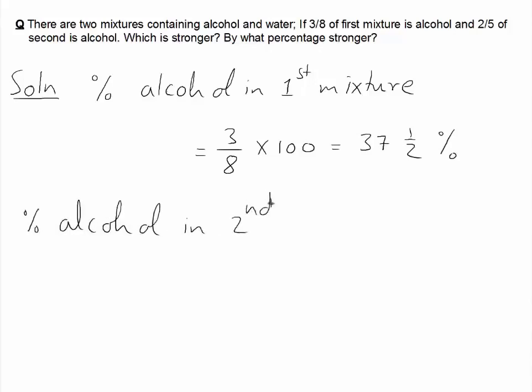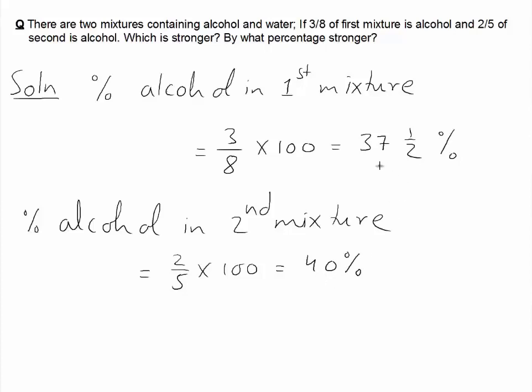Percentage alcohol in second mixture equals 2/5 multiplied by 100%. So 2:5 is the ratio of alcohol. So when you multiply by 100, this becomes 40%. So in the second mixture, 40% is alcohol.